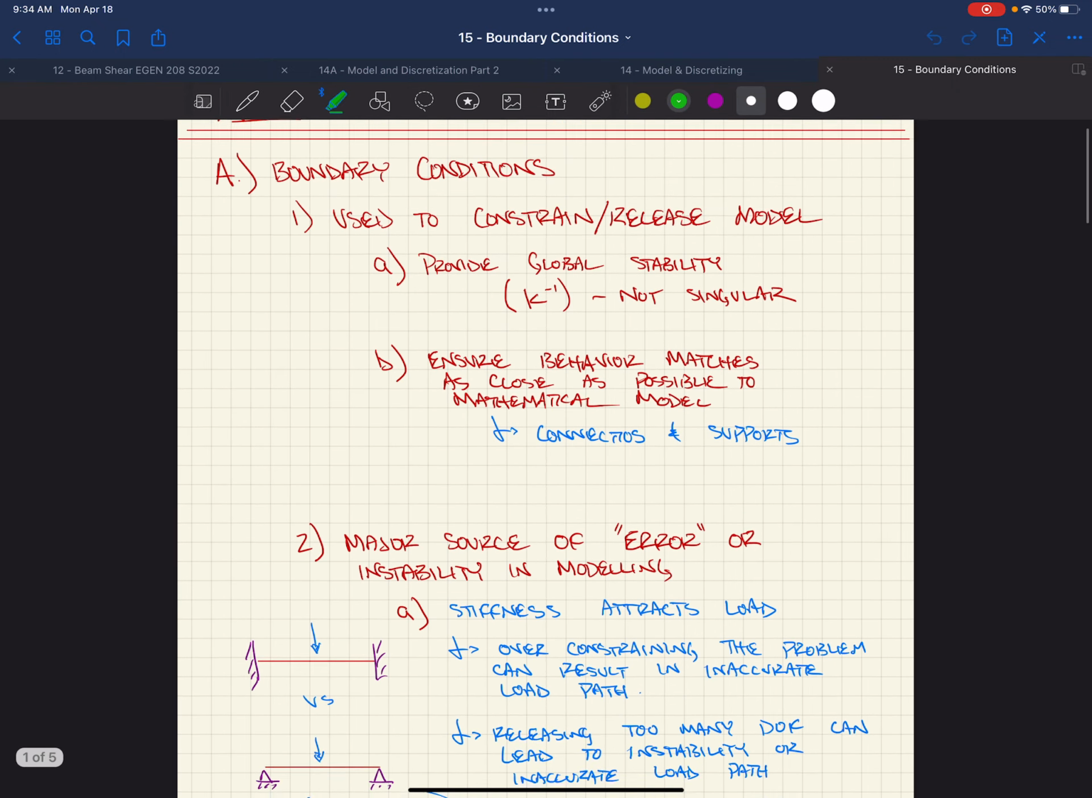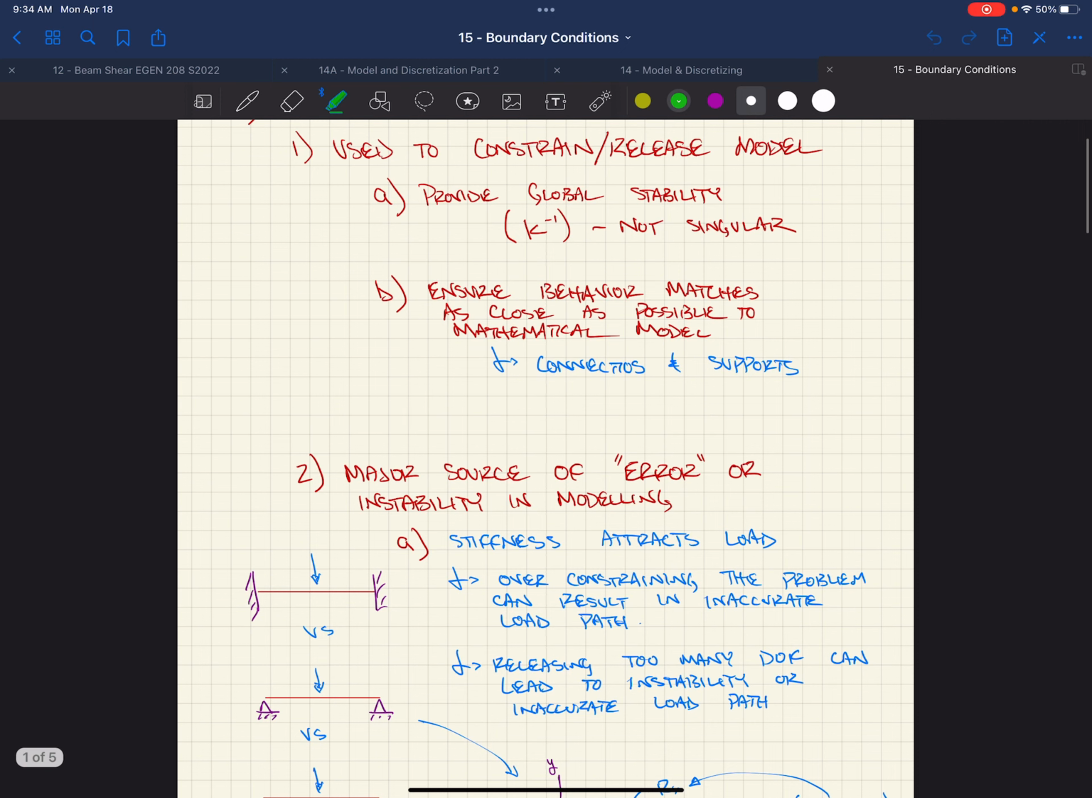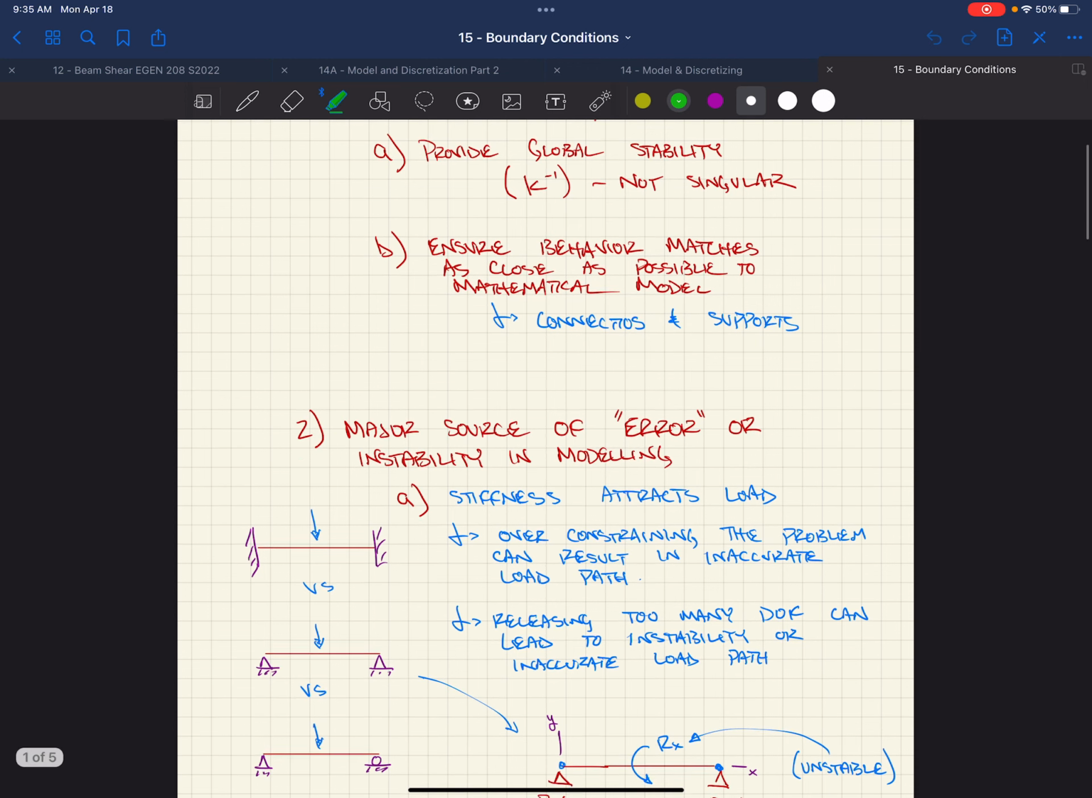What did we talk about last week on Wednesday? Well, we started talking about boundary conditions. This is going to be critical for this homework assignment. Overall, we're using it to constrain or release the model, and we're doing that to, as best we can, match this model to our mathematical model, which was our simplification from the real world. I feel like I'm beating a dead horse here, but that is the root of what we're doing. We make a bunch of simplifications, we make these two big jumps from the real world to the mathematical model, and now our model. We want to make sure that the behavior matches as closely as possible to that mathematical model, and we do that through connections and supports and members, loading, all of those things.